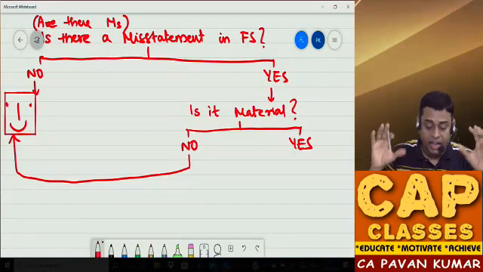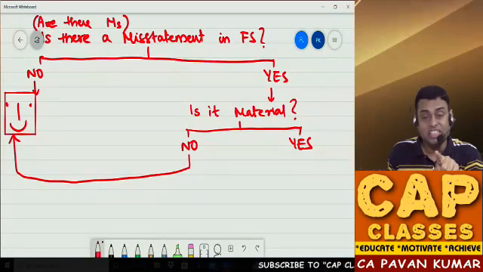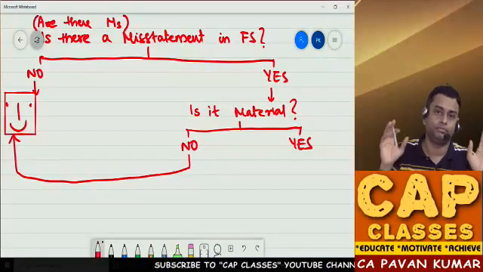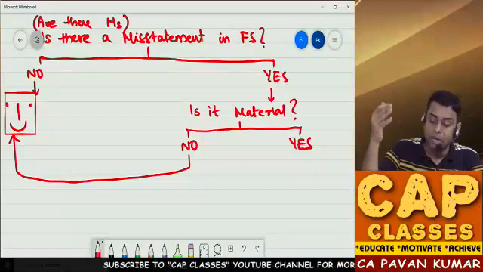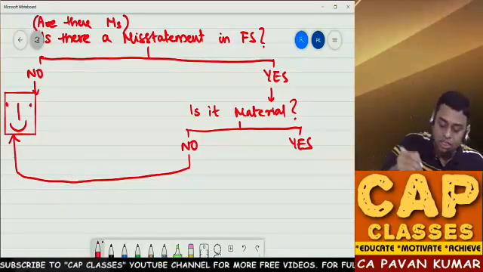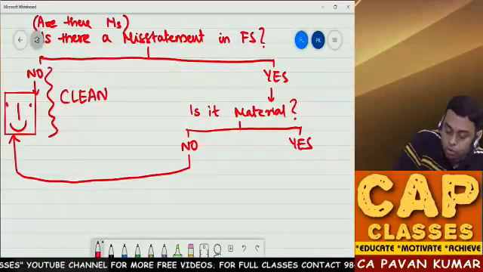You understand? Either there is no misstatement, or there are misstatements, but they are very small, trivial. Considering the size of the company, they are not material. Then auditor happily issues a clean report. Here what the auditor will do? Clean report.